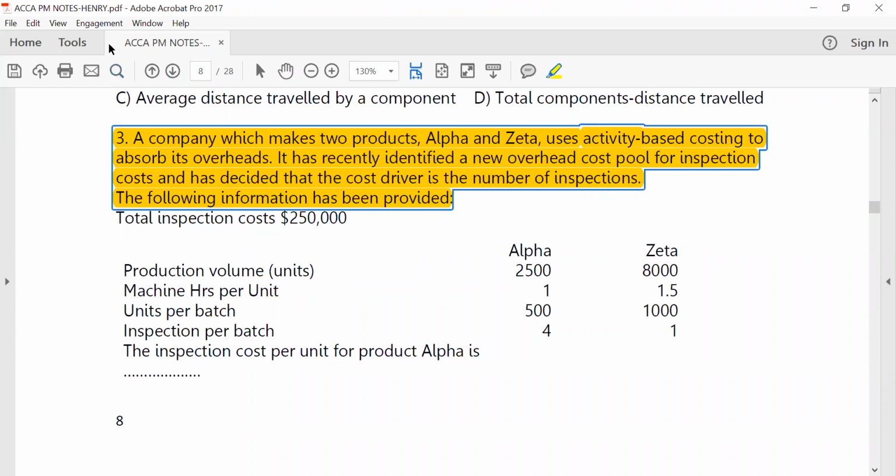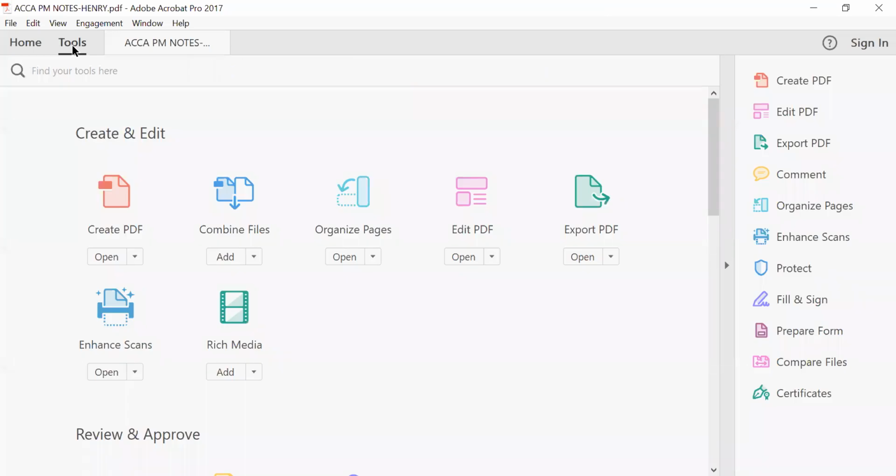So if you are okay, then I can conclude by saying that we can now use absorption costing and activity-based costing in the determination of the valuation of overheads. That's okay. So we can use absorption costing and activity-based costing in the valuation of overheads.